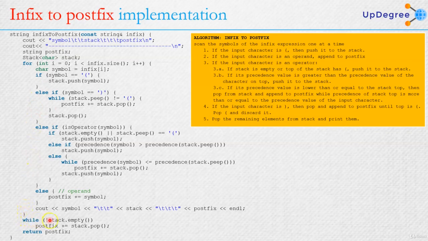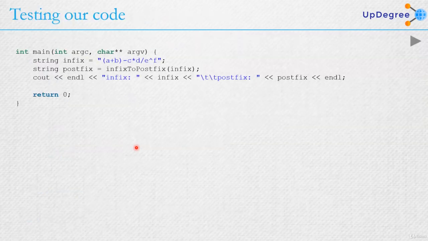If the stack is not empty, we have to pop from the stack till it becomes empty and append it to the postfix expression. Okay, and finally we return the postfix string that we have just created. Alright, this is a method to convert from infix to postfix, and then this is the main. In the main, we are simply taking an infix expression and converting it to postfix and printing it. So let's see our code and run it and see what is the output.